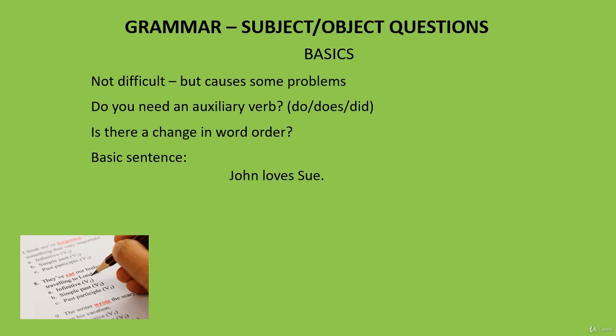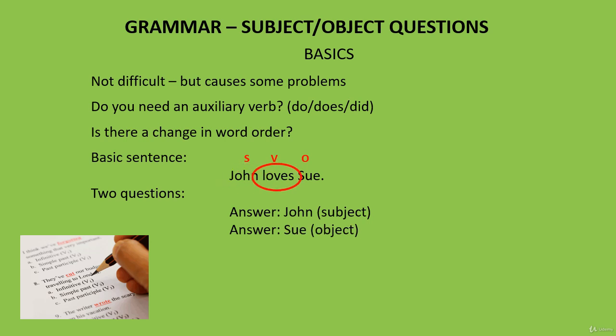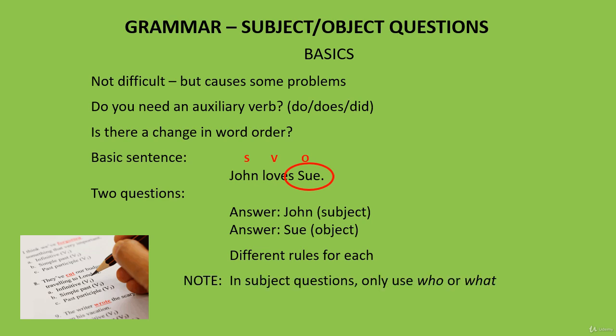John loves Sue. We see the subject, verb and object there. We can ask two questions, one with the answer John, the subject of the sentence, and one with the answer Sue, the object. But each question has different grammar. Note that in subject questions we can only ask who or what.